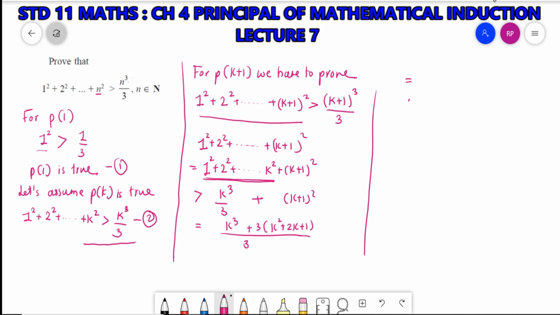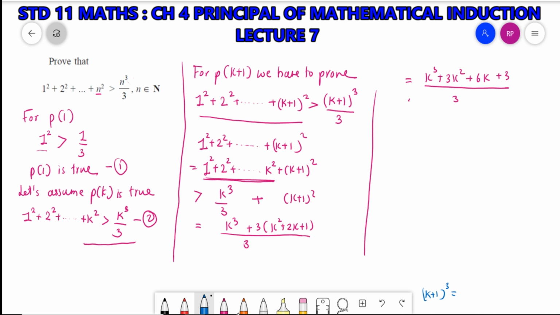This will be equal to k cube plus 3k square plus 6k plus 3 upon 3. Now I want here (k plus 1) cube. So if I solve it in rough, what will I get? (k plus 1) whole cube.